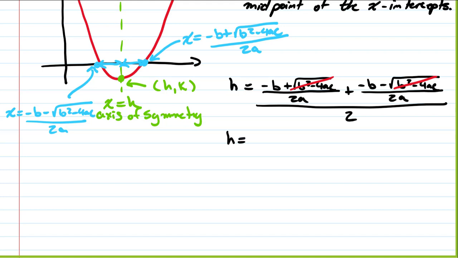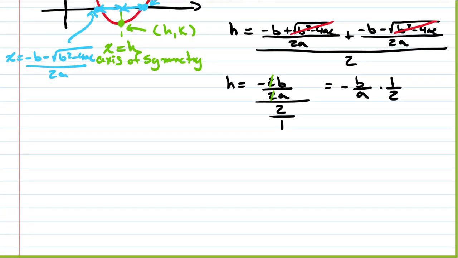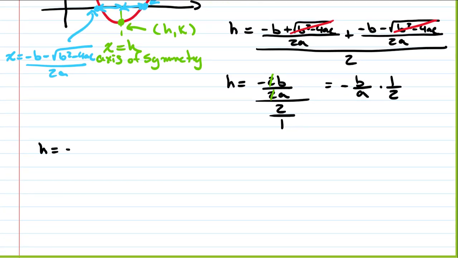And then I have my common denominator, so negative b plus negative b is negative 2b over 2a all over 2, and I'll write 2 as a fraction. So those 2's reduce out. And if I have a fraction divided by a fraction, I multiply by the reciprocal. So I have negative b over a times 1 over 2. So then finally I get h is equal to negative b times 1 is negative b, all over a times 2 is 2a. So we have that the vertex is located at h equals negative b over 2a.